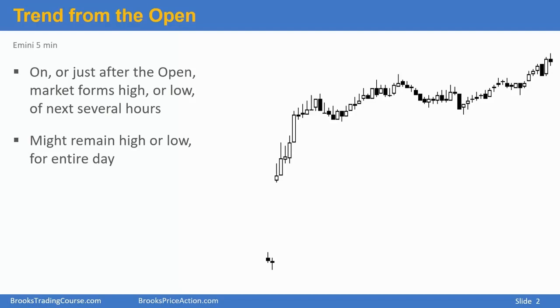When I talk about a trend from the open, I don't necessarily mean a trend from the first bar of the day, although it often begins with the first bar. In general, the first bar of the day has a 20% chance of being either the high or low of the day. When you have a trend from the open like this, the more bars that get added to it, the more likely this ends up as the low of the day.